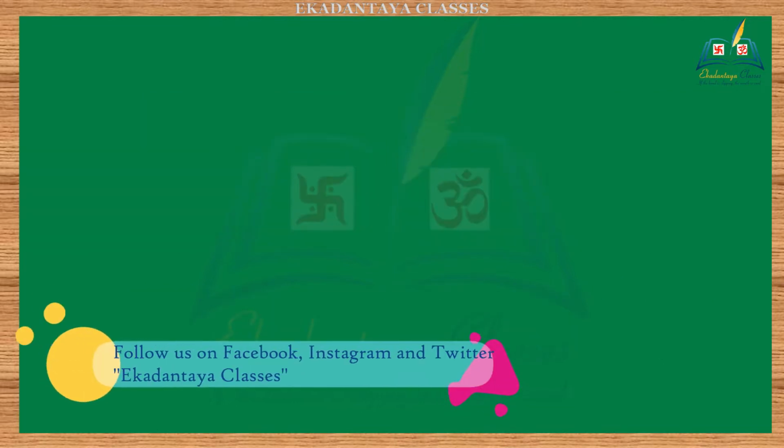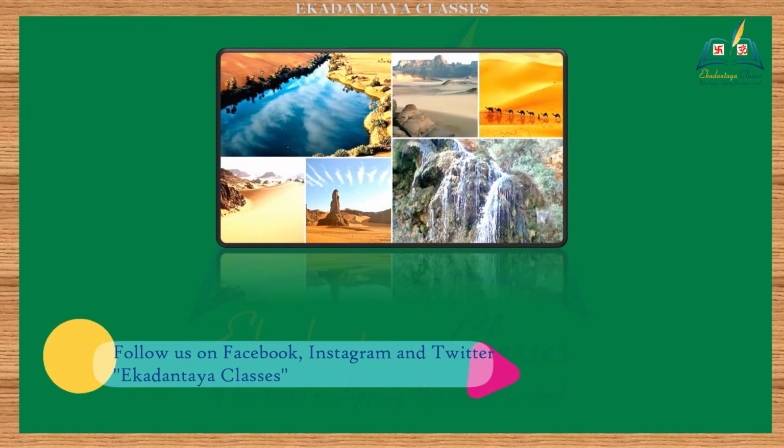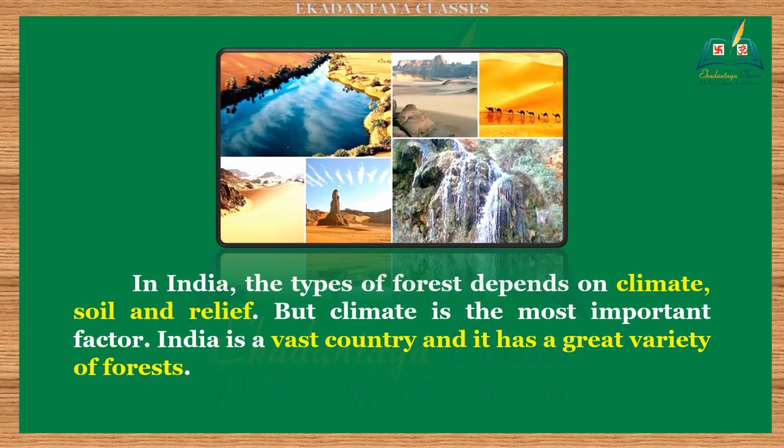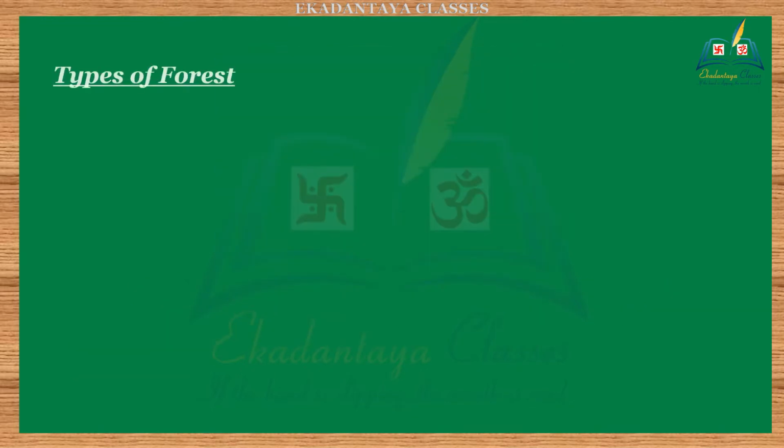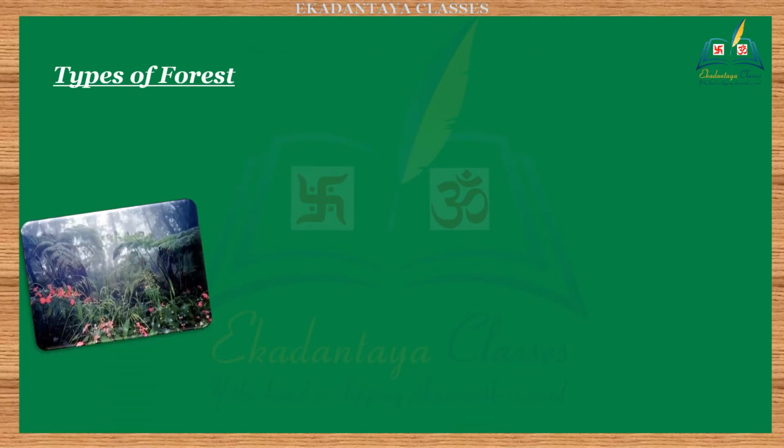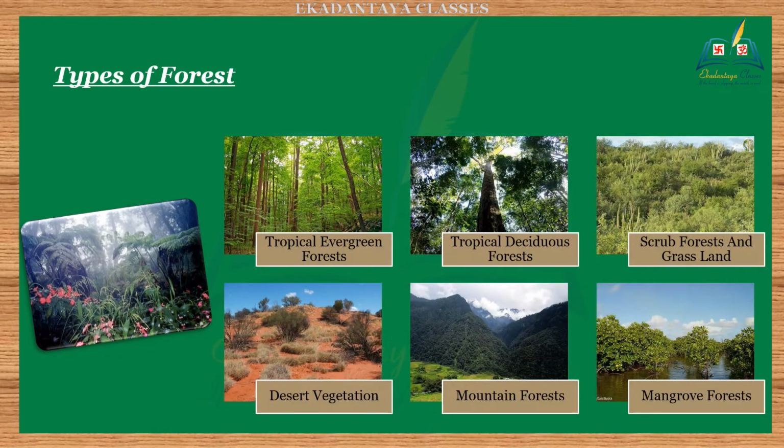Types of forest in India. The types of forest depend on climate, soil and relief. But climate is the most important factor. India is a vast country and it has a great variety of forests. They can be classified into 6 main types: the tropical evergreen forests, the tropical deciduous forests, scrub forests and grassland, desert vegetation, mountain forests, and mangrove forests.